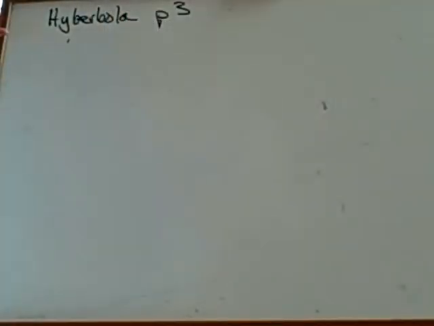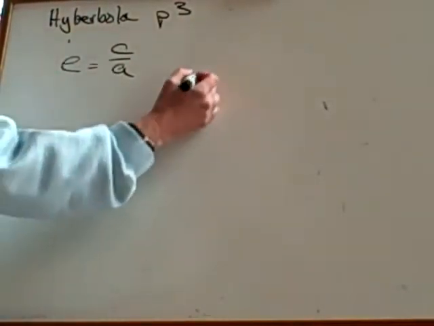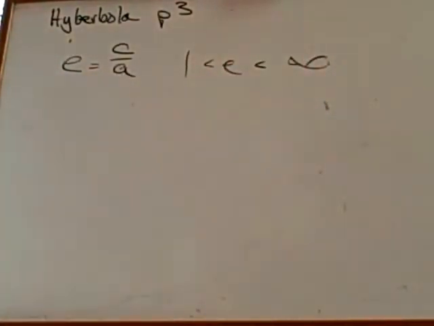Alrighty, page 3, hyperbolas. Again, we're just going to look at eccentricity for a second. Eccentricity is e, and for a hyperbola, it is equal to the ratio of c over a. The eccentricity of a hyperbola is going to be between 1 and, that's supposed to be an infinity symbol, so just work with it. If the eccentricity is close to infinity, the shape of the hyperbola will be fat and wide.